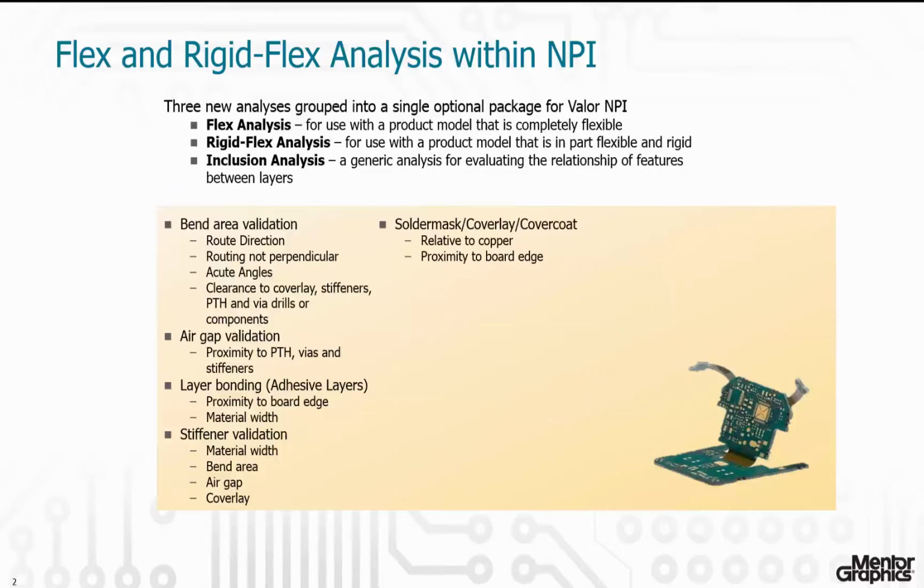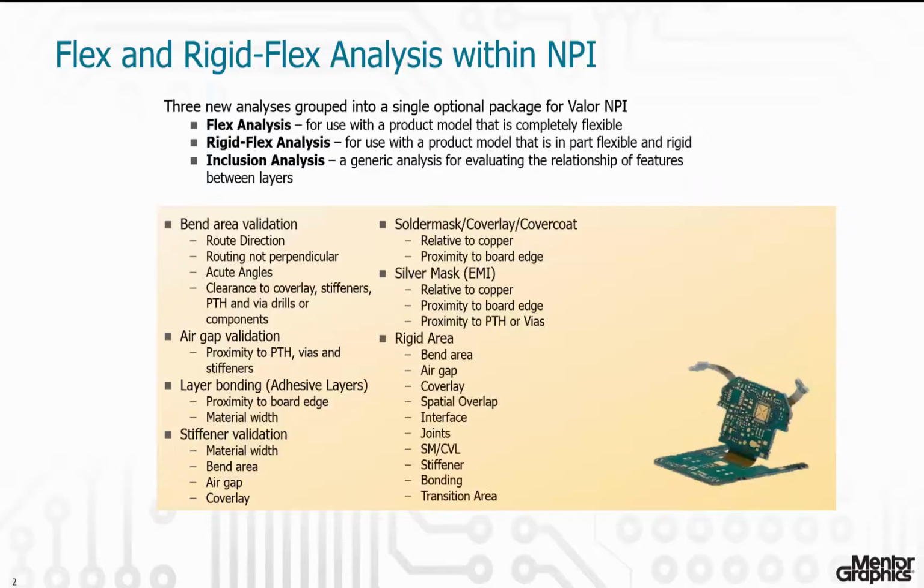We also analyze the solder mask, coverlay, and cover coat layers and its relationship to copper and proximity to board edges, as well as silver mask, which is also known as EMI, where we look at relationships to copper, proximity to board edge, plated through holes and vias. We also have the rigid area itself, where we run a number of different types of checks in the rigid area, as well as a number of different types of checks in the flex area.